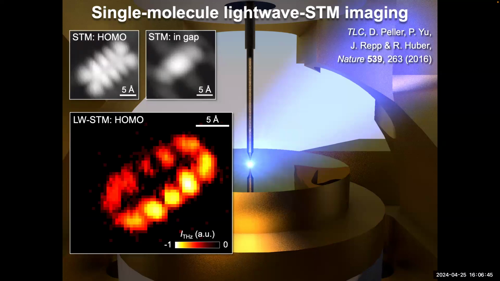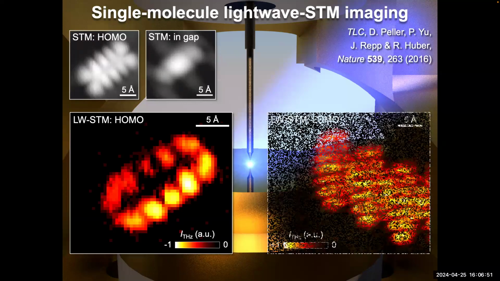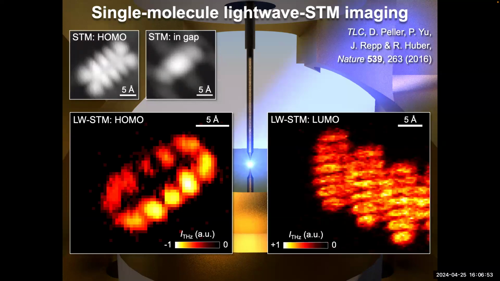This one looking at the oscillating current. And now we see the highest occupied orbital again. We can also see the LUMO. This is actually three molecules. They were being annoying and moving around, so I pushed them together so they would stop moving. Because you can do that with STM. You can move molecules around if you like.